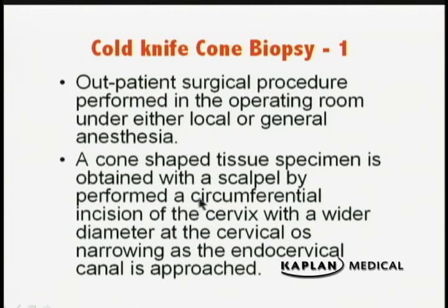So you can have bleeding, performed by a circumferential incision of the cervix with a wider diameter at the cervical os, narrowing as the endocervical canal is approached. Did you understand those words? A picture is worth 1,000 words. We'll look at a picture in just a minute.